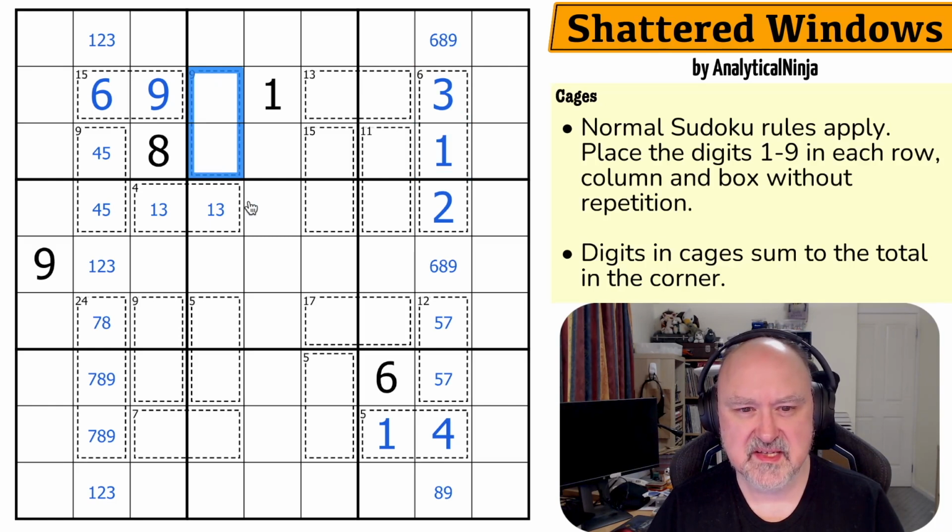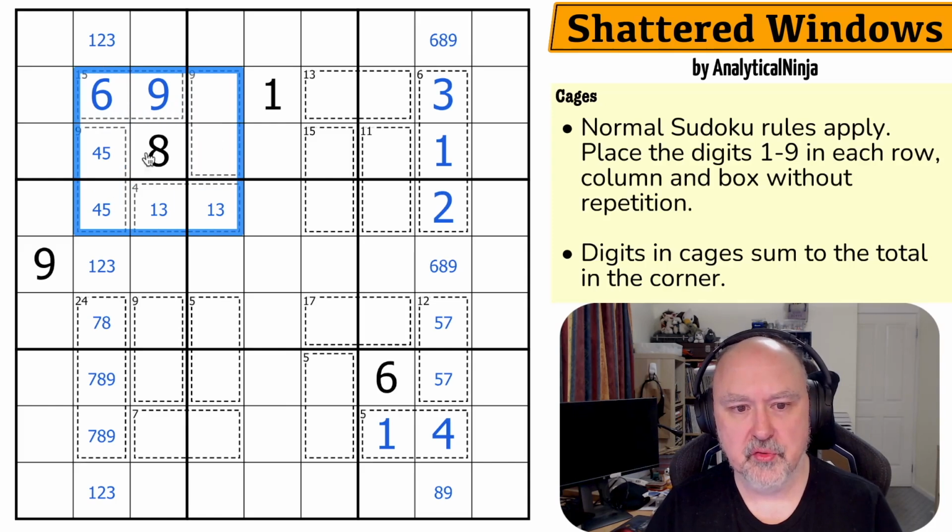So what is this? How is that restricted? Because in a Windoku puzzle, the rule normally is that the cells in these positions cannot repeat. But we don't have that rule here. Now, it may turn out that these digits don't have repeats, but it's not forced that these digits don't repeat.